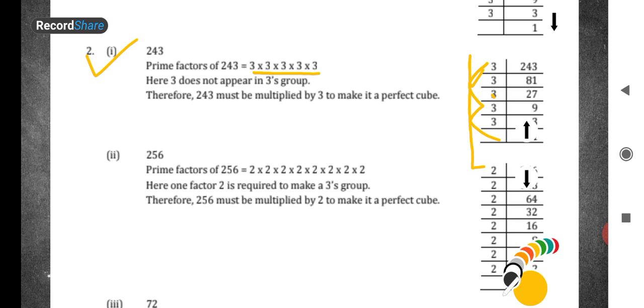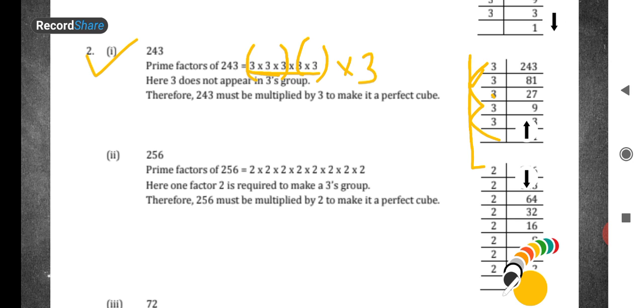Now you can see, you can make groups. We got one triplet, and 2 are remaining extra, isn't it? We got 3 3 3 3 3. So 3 3 3 become a triples group. Now two 3s are remaining, 3 into 3 is remaining. So if we multiply one more 3 with 243, that number will become a triplet number.